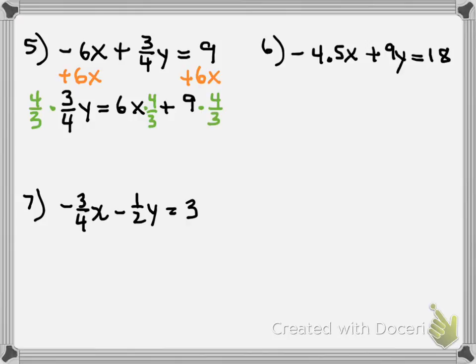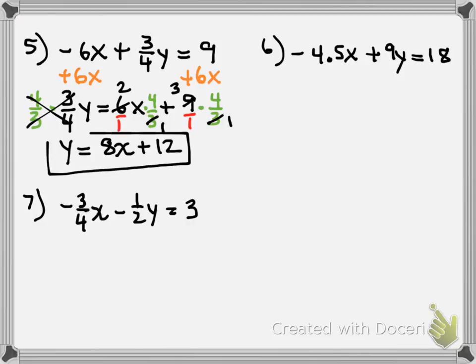To make this a little easier, I'm going to go ahead and give denominators of 1. So on the left, 3 over 3 is 1, 4 over 4 is 1, 1 times y is y. Over here, 3 goes into itself once and into 6 twice. So I get 2 times 4 is 8, and then there's the x. 3 goes into itself once and into 9 3 times, and then 3 times 4 is 12. So that's how you would get the answer of y equals 8x plus 12.